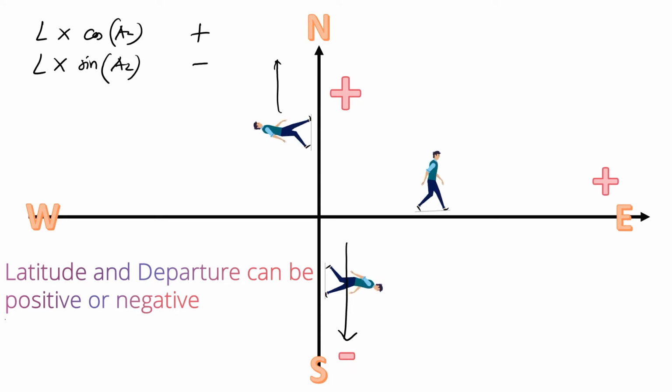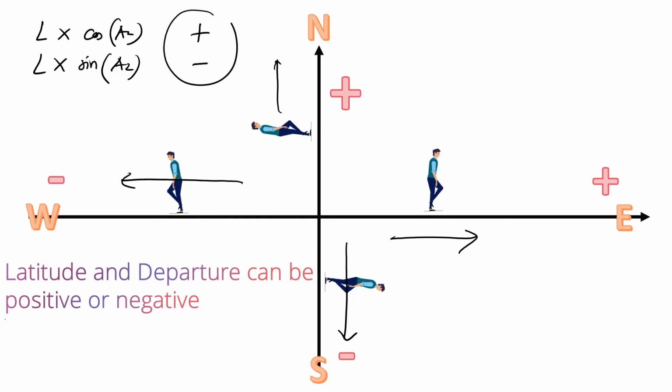If your departure is positive, then you are moving towards the east. And if your departure is negative, then you are moving towards the west. So this is what this sign convention tells you.